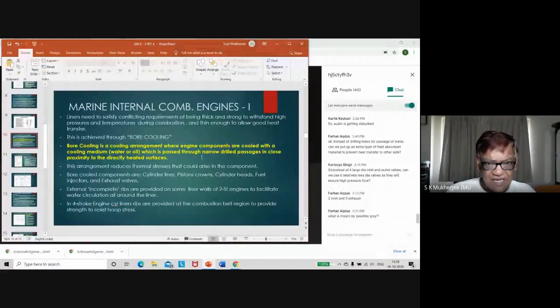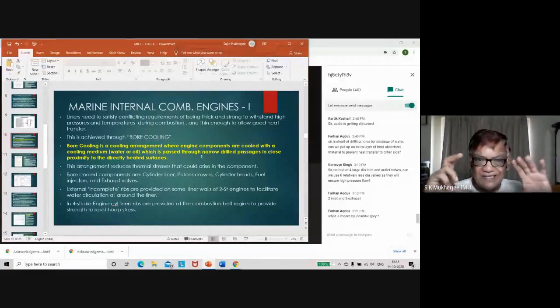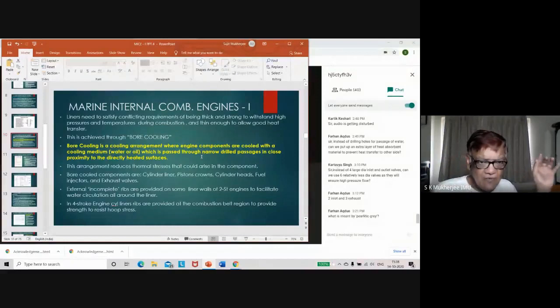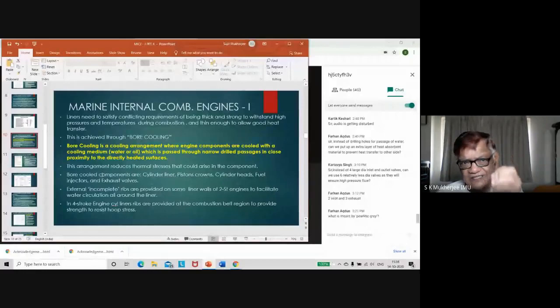Okay, bore cooled components are cylinder liner, piston crowns, cylinder heads, fuel injectors, and exhaust valves. Remember, piston skirt does not have bore cooling. Only the crown, the topmost part of the piston, the sidewalls do not have bore cooling. All right. We will come to pistons when we describe pistons and show you bore cooling. So these are the five parts which form the combustion chamber, and bore cooling is provided in them.